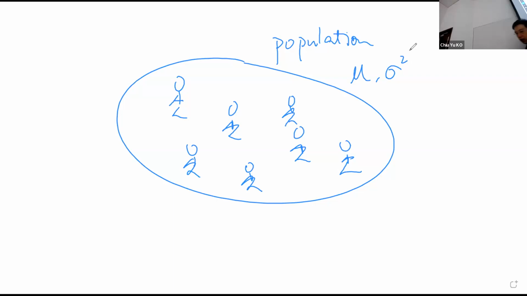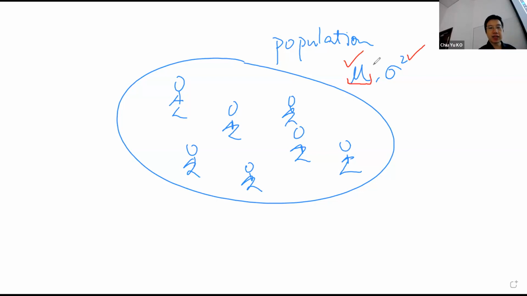And we'll talk about how to estimate mu and sigma square, okay? But we focus more on mu, okay? We talk a little bit about sigma square. And how do we know this one, right?